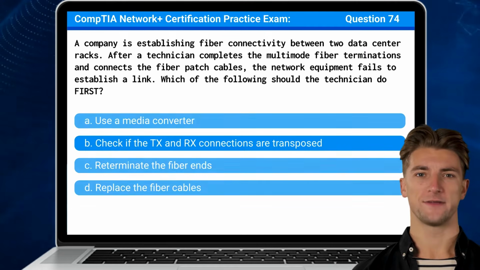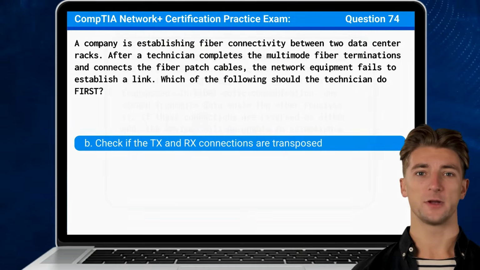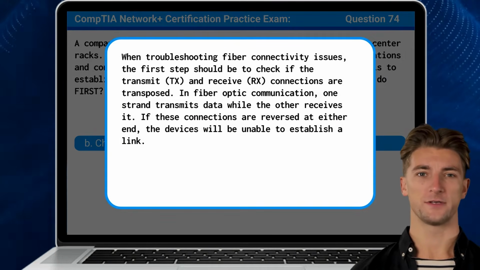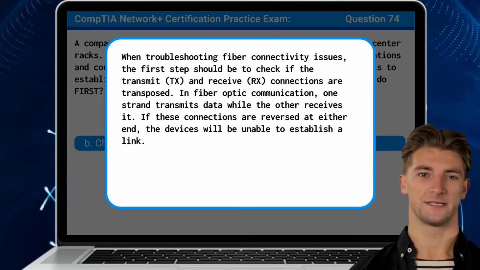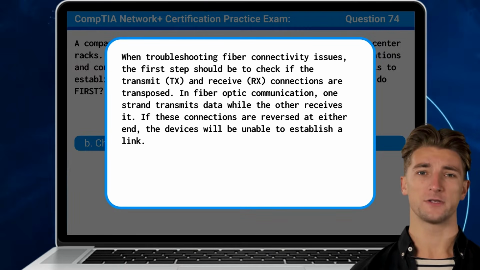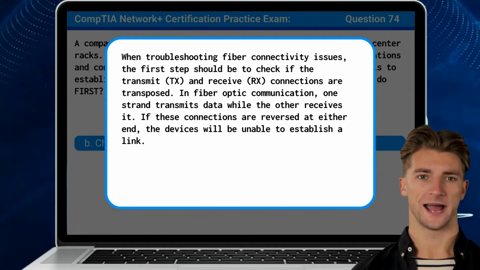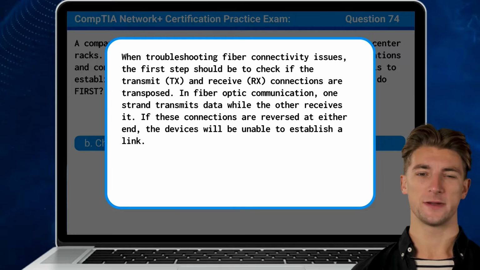The answer is B. Check if the TX and RX connections are transposed. When troubleshooting fiber connectivity issues, the first step should be to check if the transmit and receive connections are transposed. In fiber optic communication, one strand transmits data while the other receives it. If these connections are reversed at either end, the devices will be unable to establish a link.